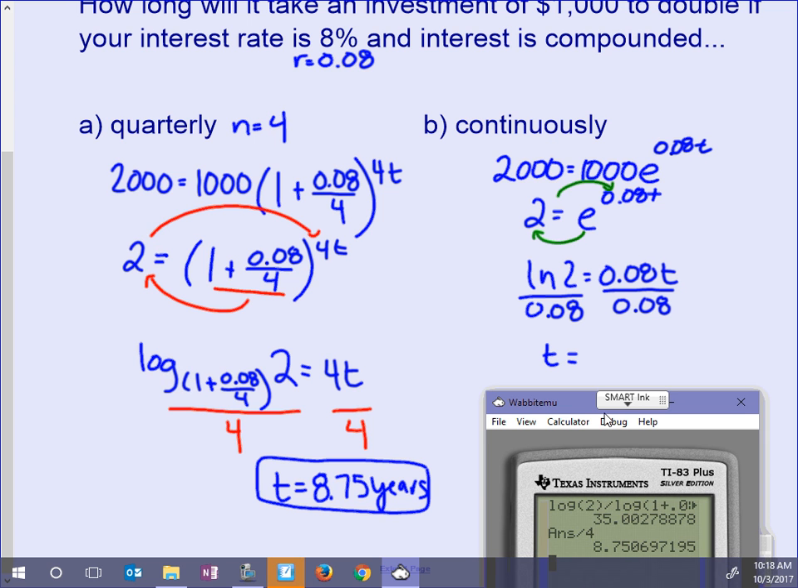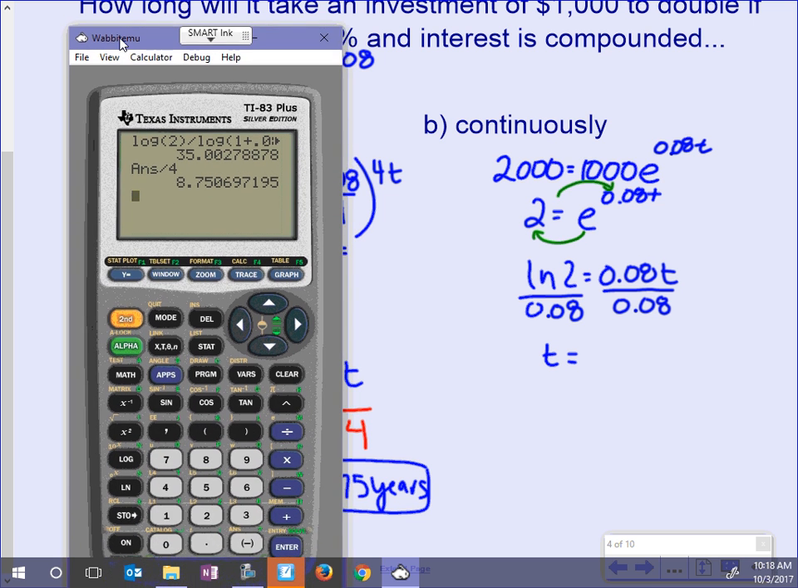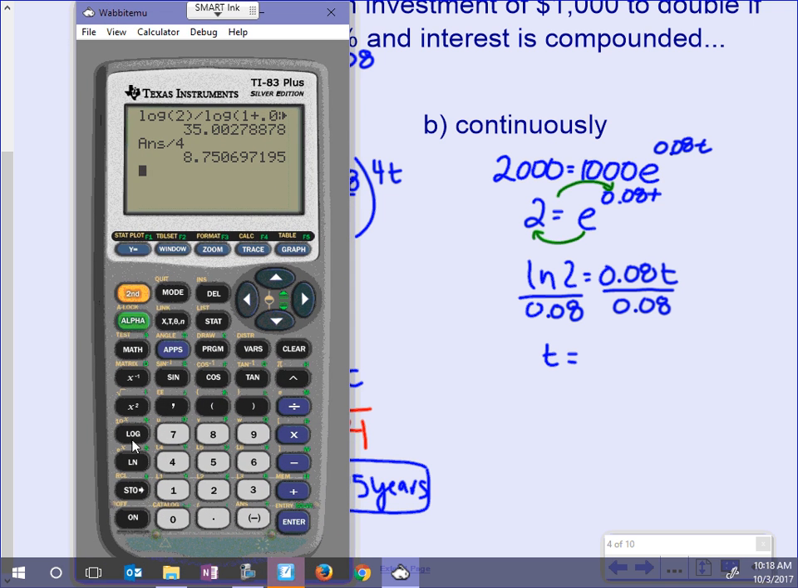Again, practice putting this into your calculator so that you have experience. We don't want Thursday to be the first time you do any solving with your calculator. So I do something like natural log of 2. I've got to close parentheses if I'm going to do it all at once, divided by 0.08. It should be kind of close to my previous answer, and 8.66 it is. I would be alarmed if one was really off from the other, because you can make money faster by compounding continuously, but it wouldn't be that much faster, like years faster.